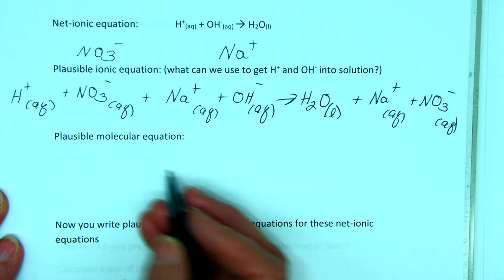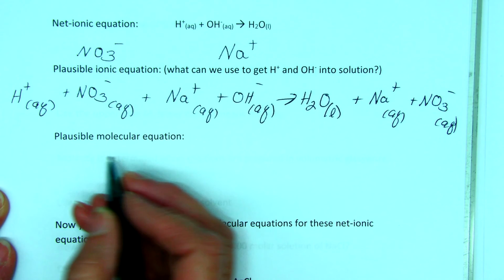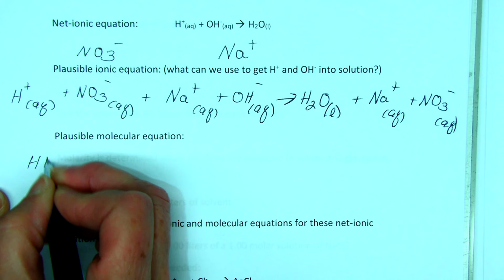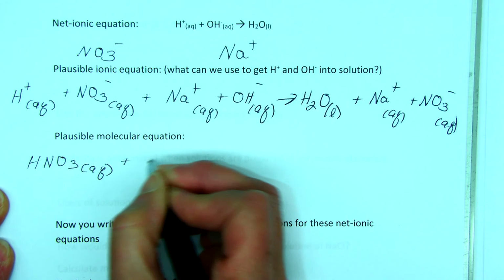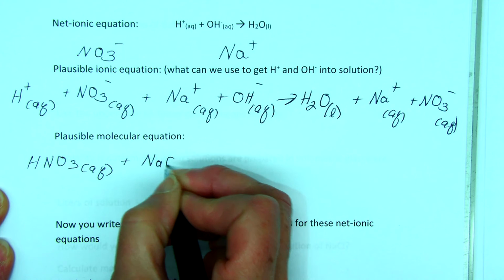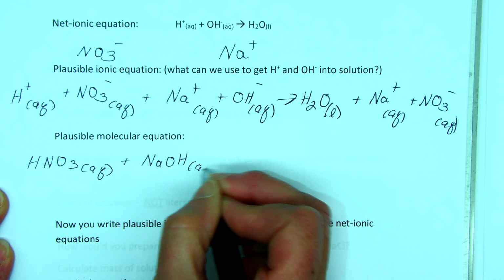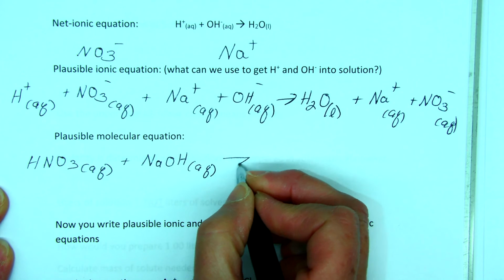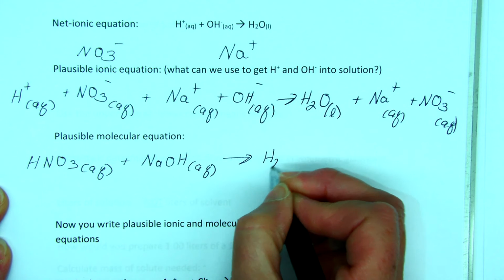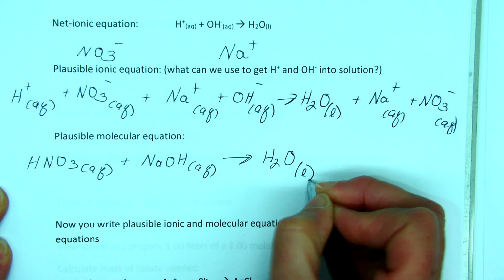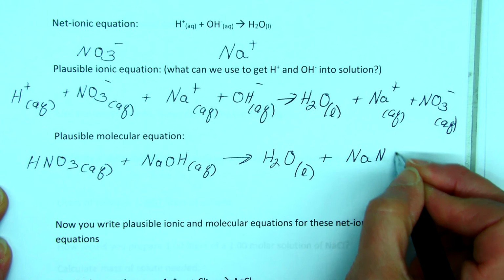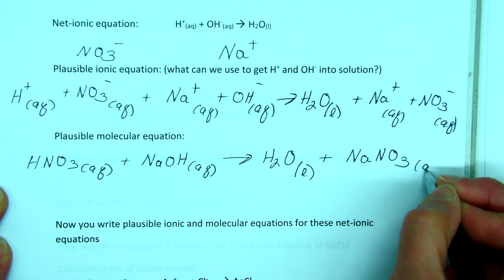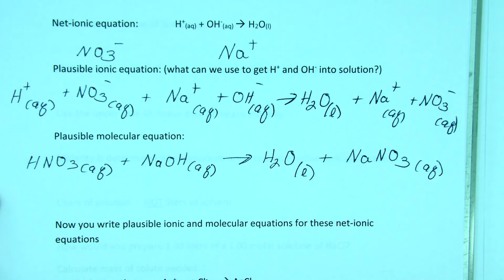Now, when I take this and put them together and write the compounds, I have nitric acid, HNO3, aq, plus sodium hydroxide, NaOH, gives me water liquid plus sodium nitrate. So we went backwards.